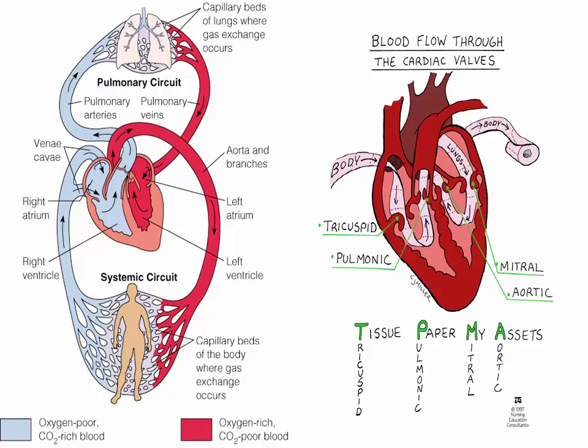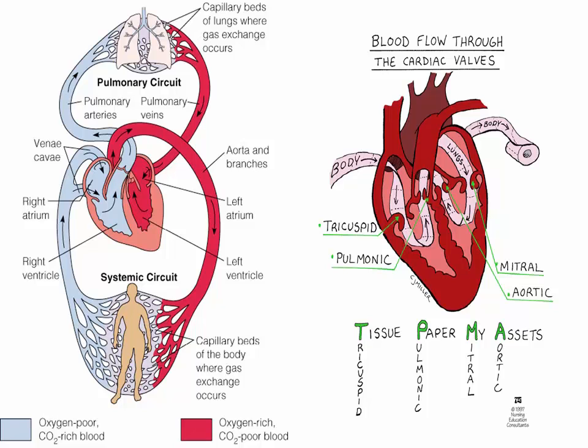Then it goes through the lungs and comes back to the left side of the heart into the left atrium, where it's held by the mitral valve. And when the mitral valve opens, that blood flows into the left ventricle. When the left ventricle contracts, it forces the mitral valve closed, and the aortic valve opens, and oxygenated blood is circulated through the body.